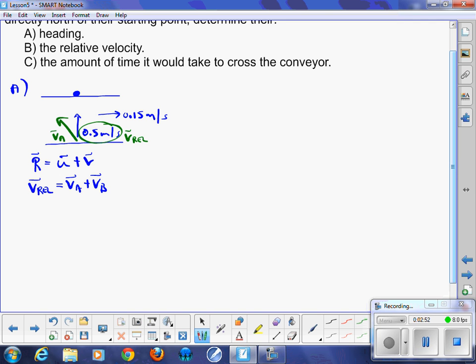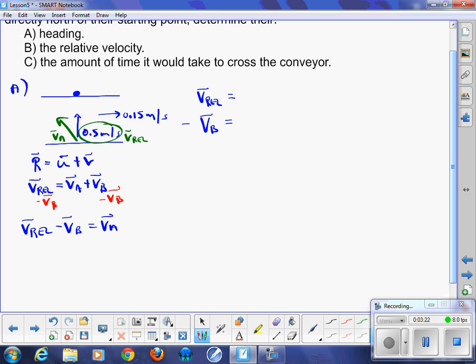So that means that we're going to use our algebra skills here. We know VB, the conveyor. So we subtract VB from both sides. So we end up with, we take our relative velocity, we subtract the conveyor, and that will get us the direction we need to head. So we're just going to simply use our stacked vector notation that I used in the grade 11 course, and that we talked about in the previous lesson.